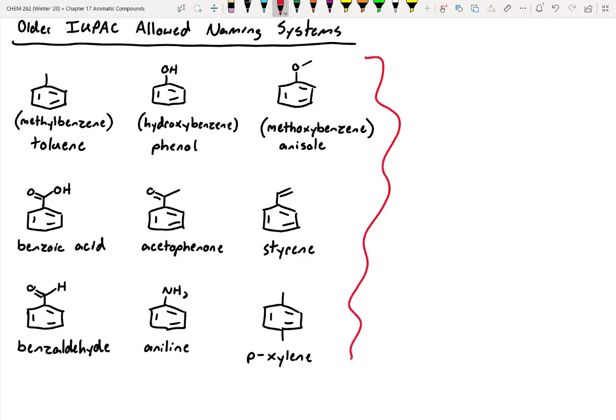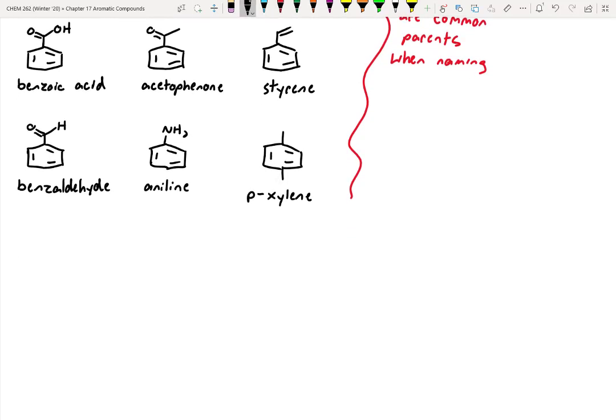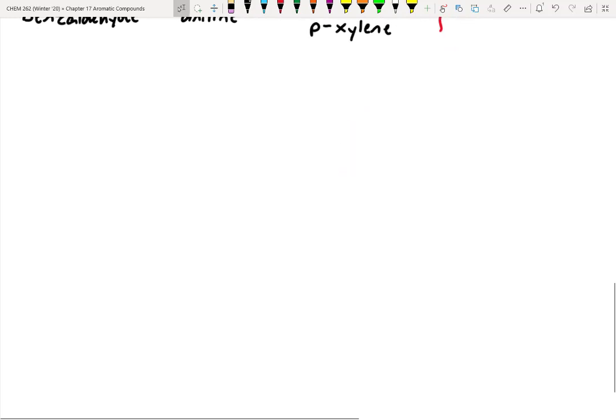So what I'm going to do is make a note here and say these are common parents in naming. And I'll show you a few examples of how we can work through naming aromatic molecules using some of these parent names. All right, so let's do a few fun ones. Let's do this molecule right here.